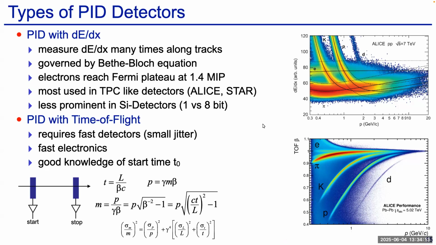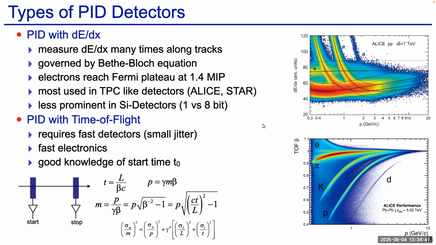dE/dx is not so commonly used in silicon detectors. The reason is very often that silicon detectors are not reading out any energy in the pixel, but just binary, hit or not hit, 0 or 1. 8-bit silicon detectors are not very common, which is what you probably need for a serious one. And the other is particle ID with time of flight. I mentioned that. That is pretty cool.